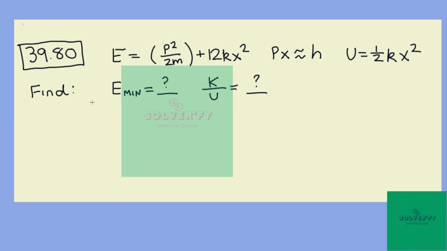Okay, in this problem we have a mass spring system with the total energy given by this expression and a potential energy given by the familiar spring potential. We use the Heisenberg uncertainty principle to say that the product of momentum and position is approximately h, the Planck constant. We are asked to find the minimum total energy, at what x position we have a minimum energy, and what the ratio of kinetic and potential energy would be at that point. So this is essentially an optimization problem, and let's jump into it.